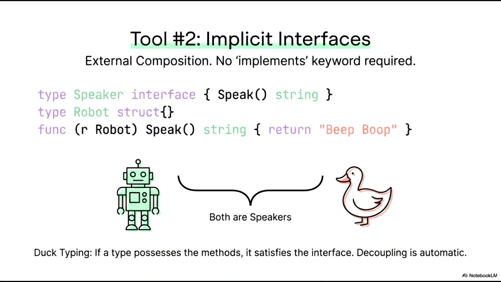This concept is known as duck typing. If a type possesses the required methods, it satisfies the interface automatically. This allows diverse types, like a robot and a duck, to be treated as speakers without any direct coupling, making our code more modular and flexible.